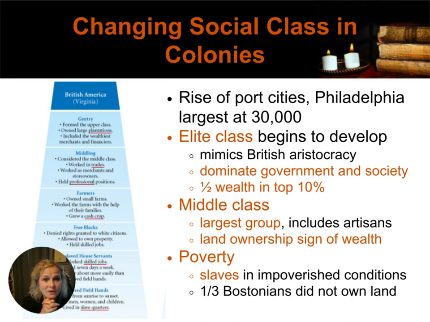We also see the creation of social classes that begin. The elite, top percent, very few of them, a large middle class, and unfortunately, too, a large group of poverty. But poverty included people that didn't own land and slaves. And we will talk about the origin of slavery in the British colonies in our next lesson.